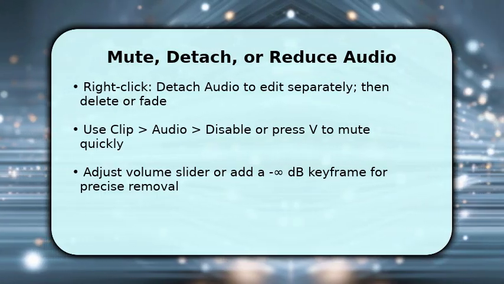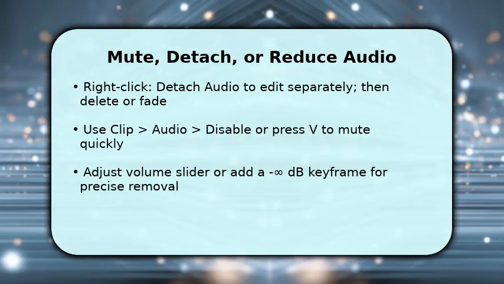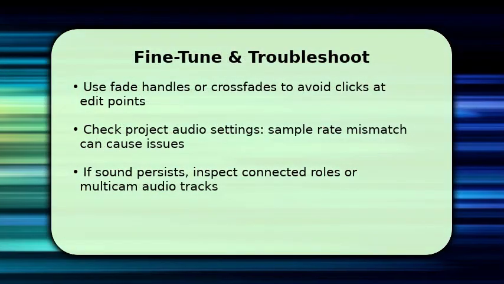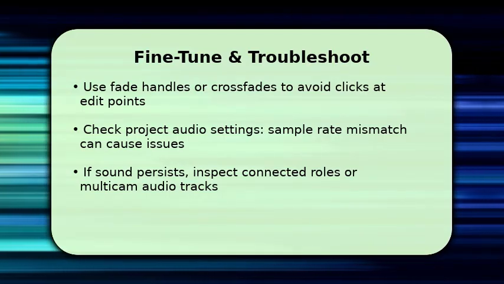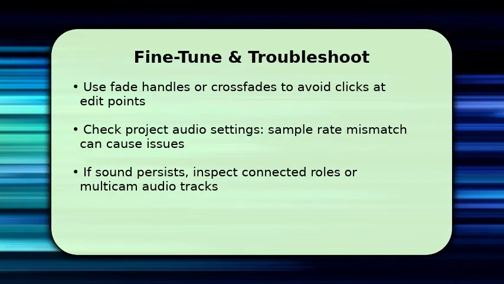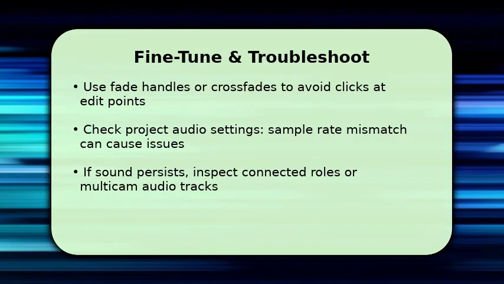Finish by smoothing edges and verifying the export. Apply small fade-ins or fade-outs on the audio clip boundaries to prevent clicks. Once done, check rolls and secondary audio lanes in case sound is coming from another track. Make sure your project sample rate matches source files to avoid artifacts. If you still hear audio, reveal connected clips or multicam clip audio and mute or delete those sources. Finally, play the time.